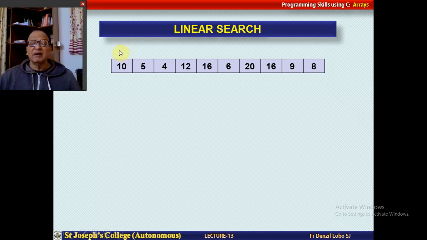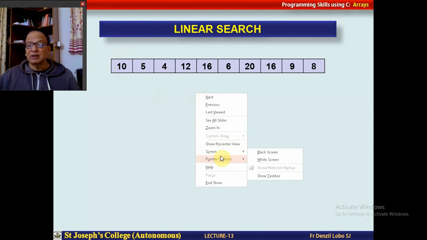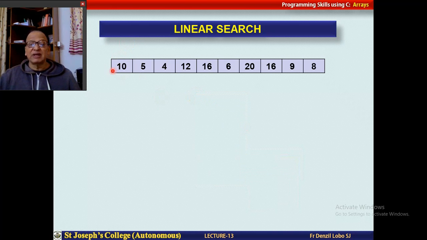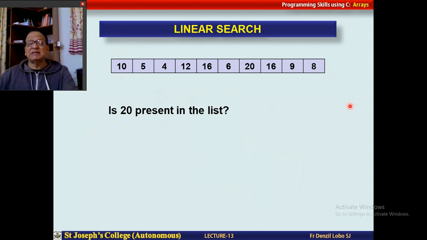So I have here a list of numbers. Altogether, as you see, there are 10 numbers, and they are not in any order. And then I can ask, is 20 present in the list? Immediately, what would you do? I'm very sure you're going to scan this list and you will see that 20 is present. And yes, you are going to say yes.